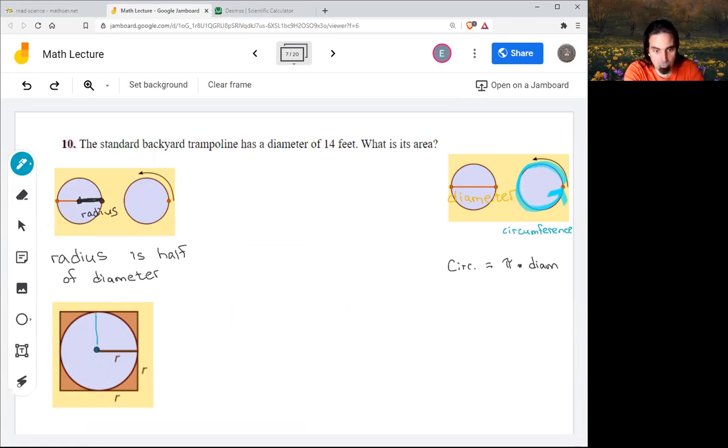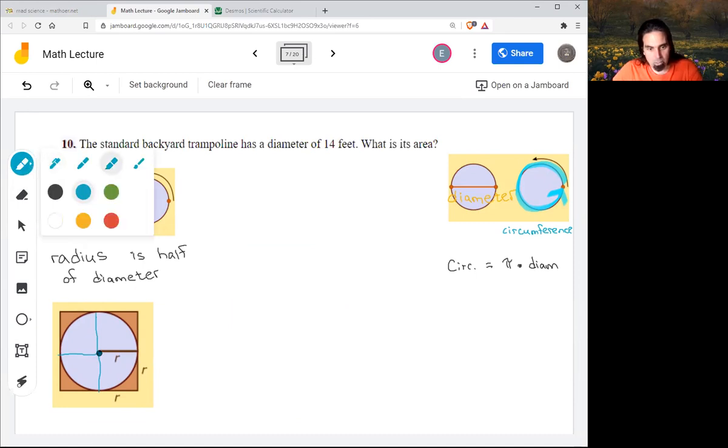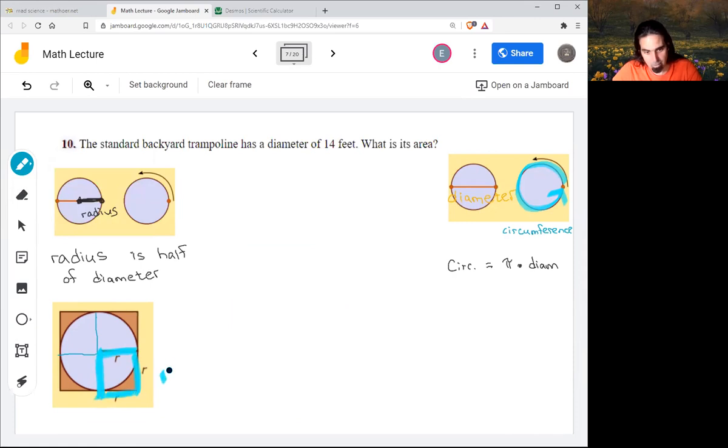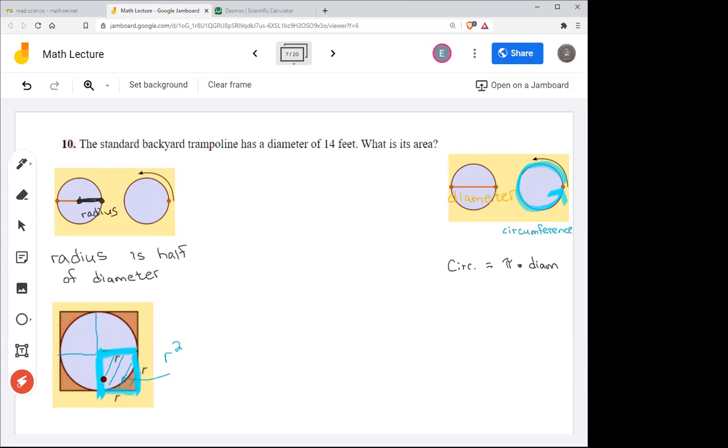Each of these little squares is r times r, which is r squared. So how many of these r squareds does my circle cover when I fit it in the box? It's not all 4, because I have little bits that stick out in the corners. About 3. It's about 3. It's a little more than 3.